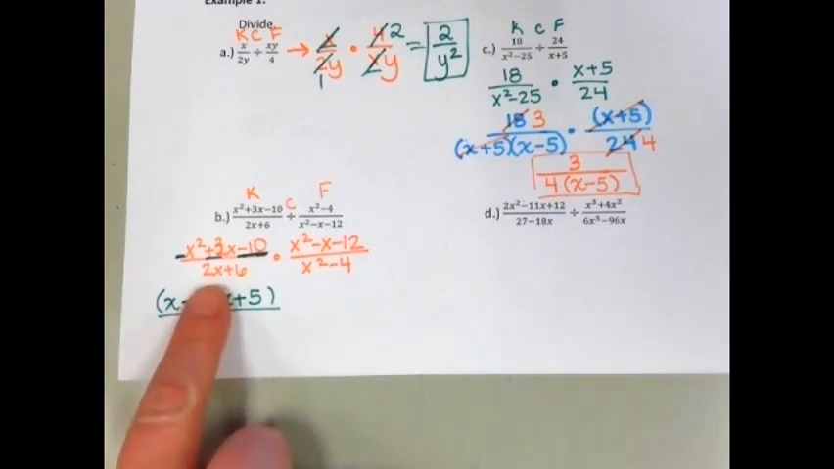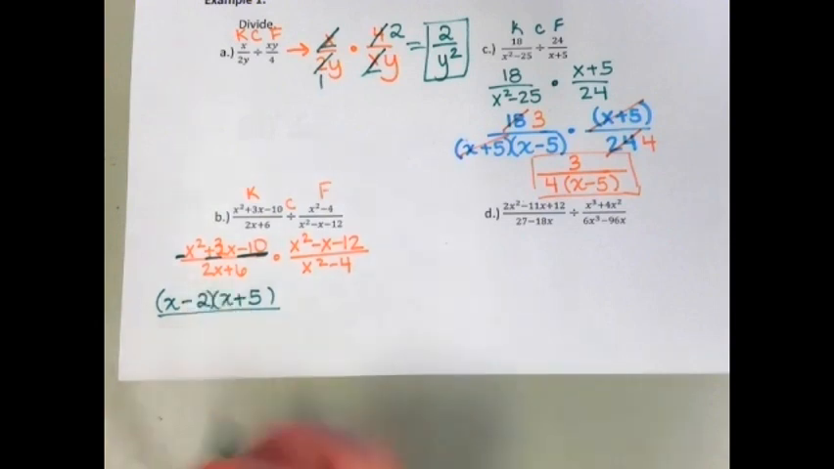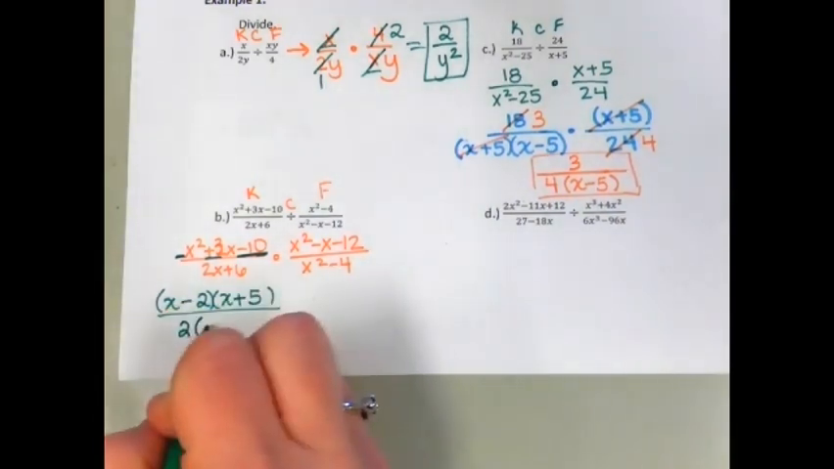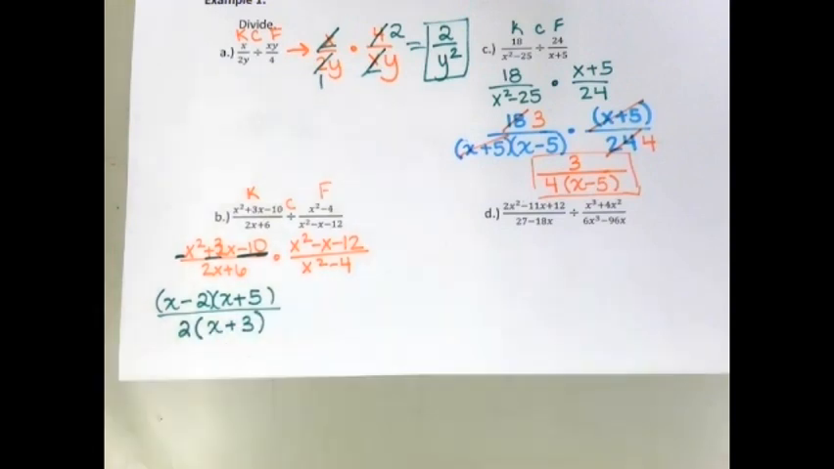All right, look at 2x plus 6. What can I factor out of 2x plus 6? A 2, right? We have a GCF of 2. And if I factor out a 2, what am I left with? X plus 3. Everyone get that okay?